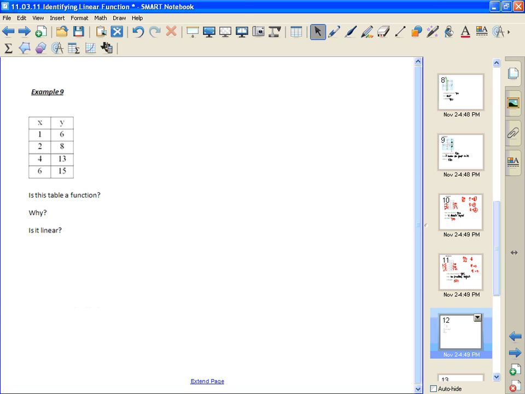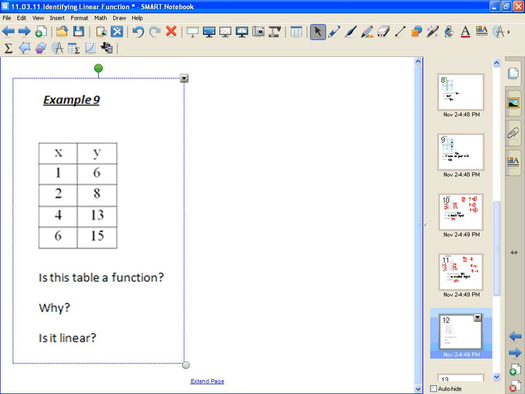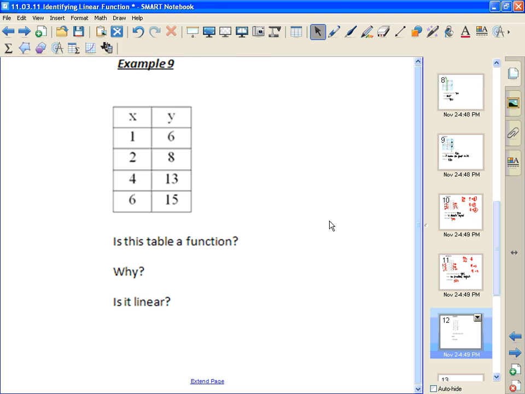And then on the last one, it says, is the table a function? So all of the x's are different. So I would say, yes, it is a function. The reason is all x's are different.